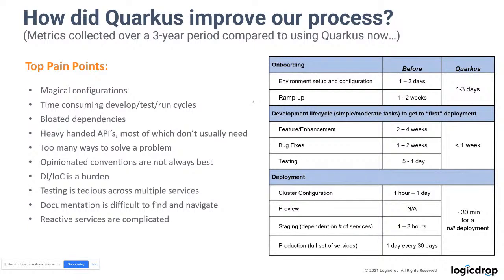Nice. So these are actually metrics, and I'll go through this really fast, but these have been collected over a 3-year period. So since the beginning of our platform, to where we are now with Quarkus. Like I said, environment setup and configuration was pretty brutal in a 50-something microservice platform. We were talking about 1 to 2 days just to get set up. Then, because of the complexity of the system, the way it was set up and the way the modules interacted, you were easily looking at what we considered ramp up time, 1 to 2 weeks.